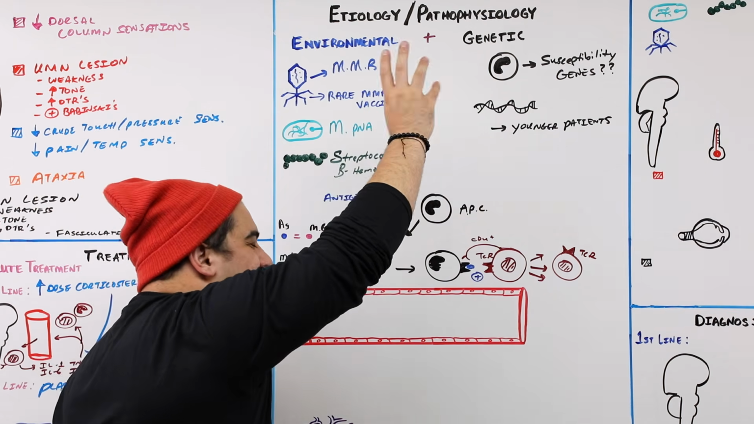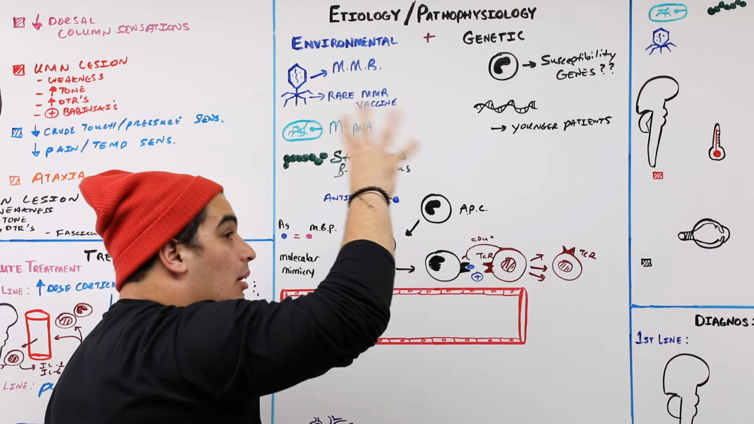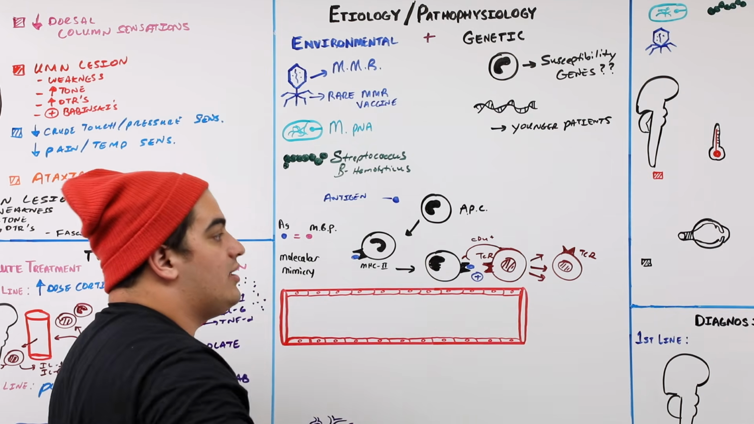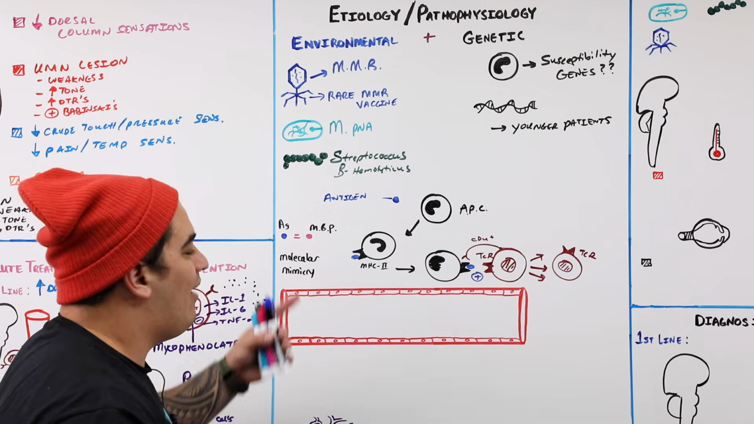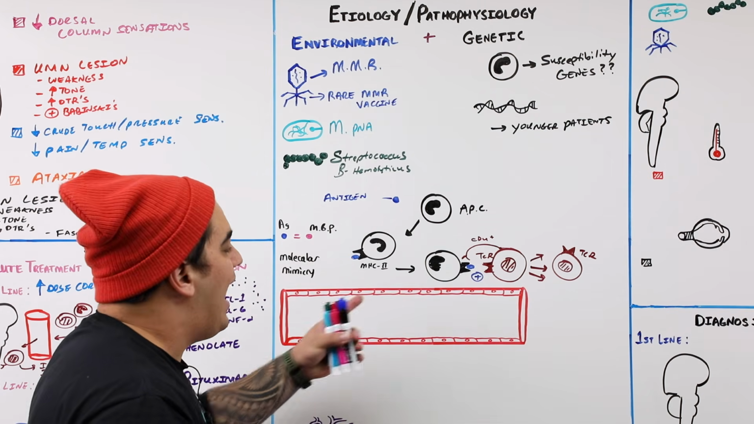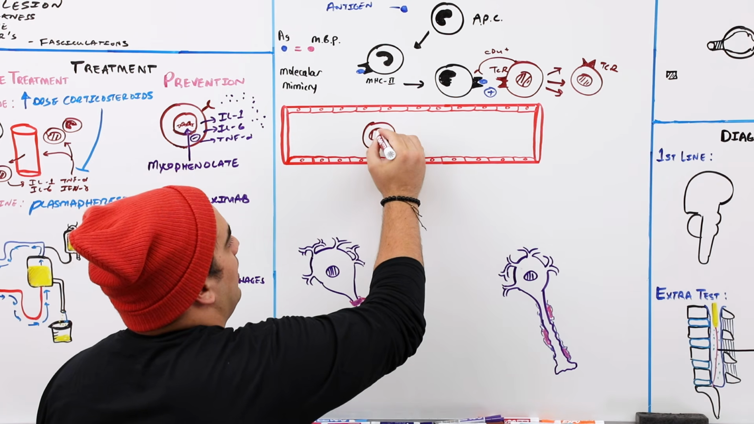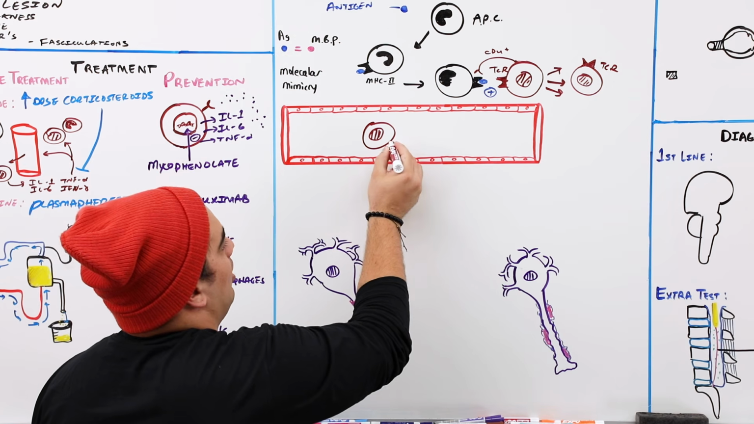There are no documented susceptibility genes, but they may be present, and we see this in younger patients. When exposed to this, they develop these immune cells that now have this molecular mimic reaction. How does that take place? Let's explain that. Here we're going to have these T cells that have pretty much been primed in a way.